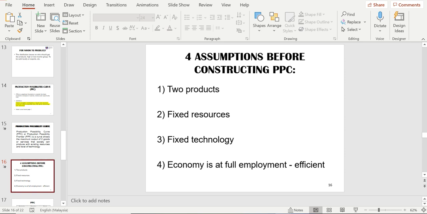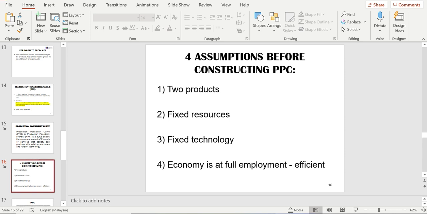Okay, so any types of product lah, tak semestinya sewing machine and bread. For example, apple and orange ke, fish and watermelon ke, ataupun pen and boxes ke, any types of product.